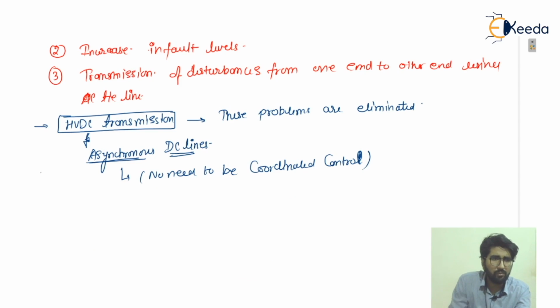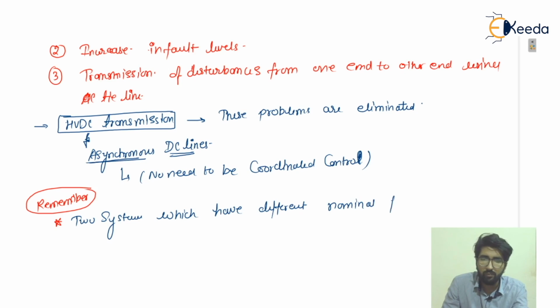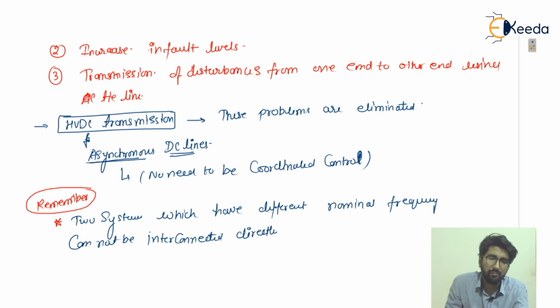Now, one thing you have to remember: two systems which have different nominal voltage or nominal frequency cannot be interconnected directly with the AC lines. This you have to remember. They cannot be interconnected directly with AC lines.